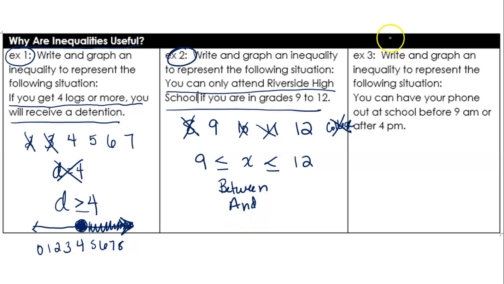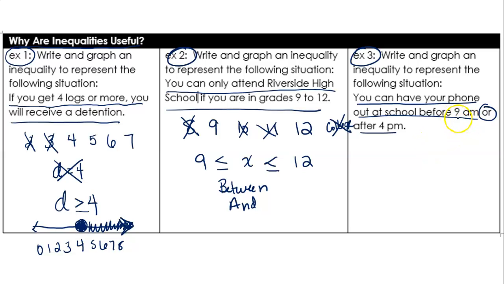All right, let's try example 3. You're going to abbreviate that example 3. You do not have to write all those directions. Write and graph an inequality to represent the following situation. You can have your phone out at school before 9 a.m. or after 4 p.m. This is what we call an OR problem.